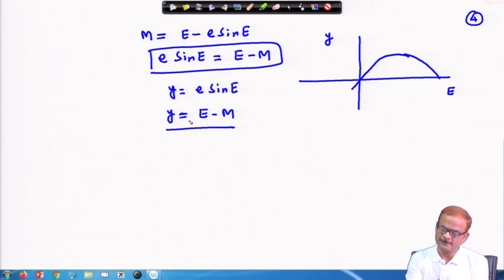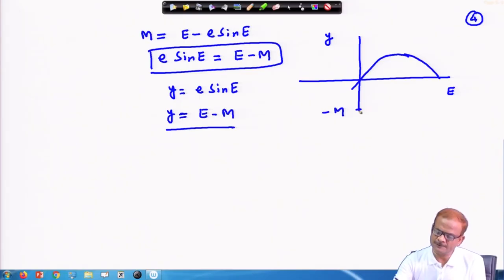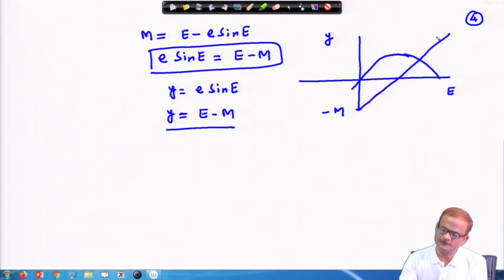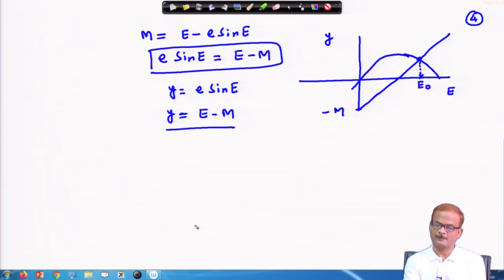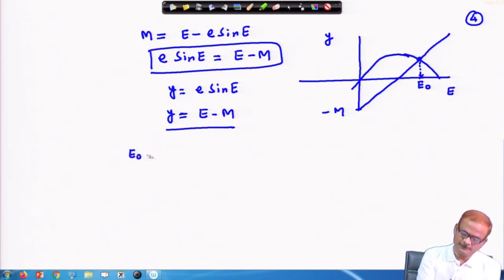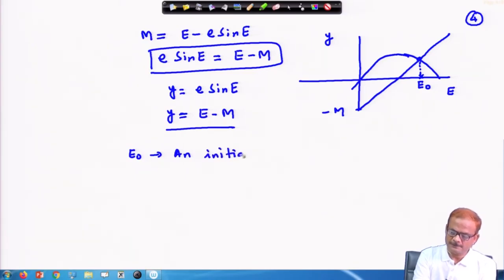when E equals 0, y equals minus M. So, somewhere it cuts the y axis here, and thereafter it has a positive slope of 1. So, it goes like this. Wherever they intersect, you can take this as the starting point, which we write as E 0. So, this is your E 0, the initial guess.